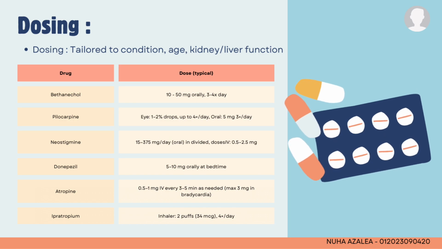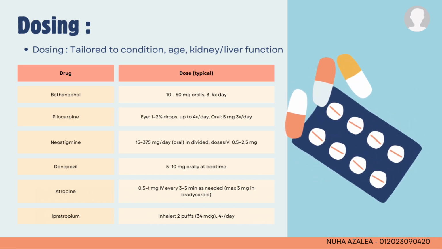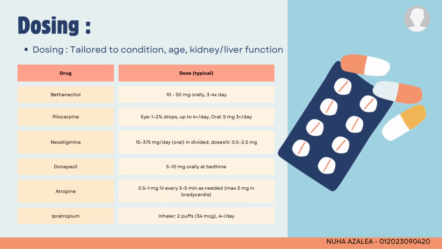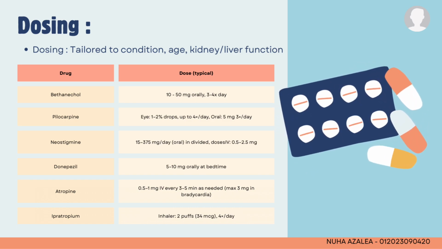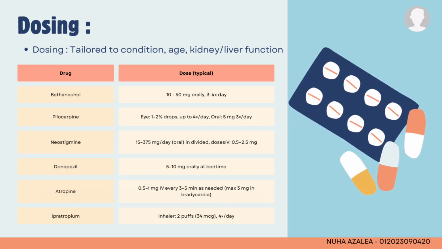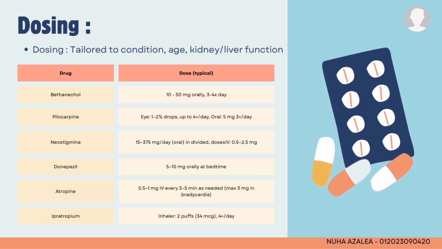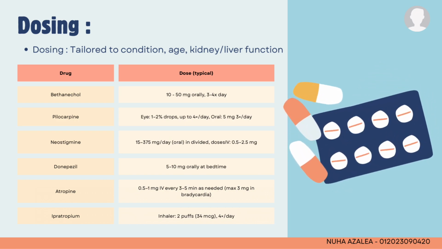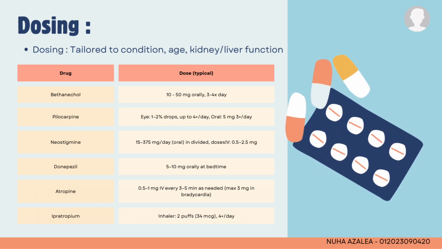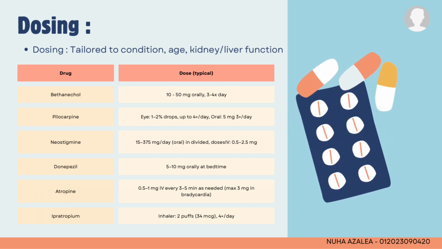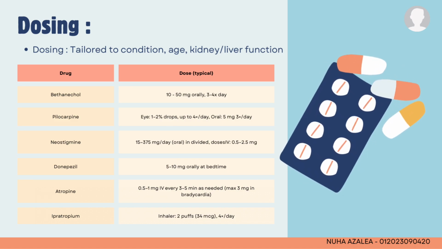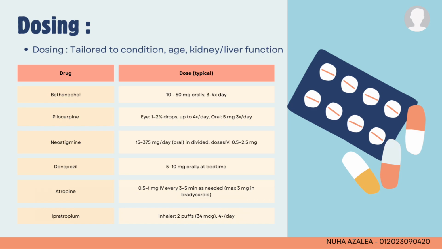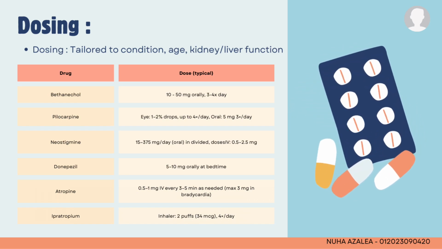And thirdly is neostigmine, which is typically taken orally at 15 to 375 milligrams per day, but this dose is divided into smaller doses throughout the day. This is because neostigmine has a short duration of action, so dividing the dose helps maintain a steady effect, especially important for conditions like myasthenia gravis, where continuous muscle strength is needed. And for urgent cases, neostigmine can also be given by IV at 0.5 to 2.5 milligrams. And next is donepezil, which is usually taken as a single oral dose of 0.5 to 1 milligram every few minutes as needed. And lastly is ipratropium, which is inhaled, usually 2 puffs 4 times a day. So accurate dosing ensures that these medications are both safe and effective for patients.